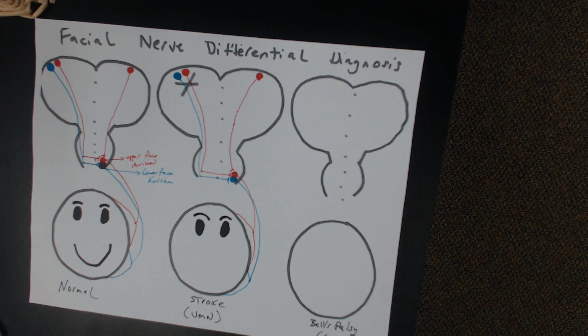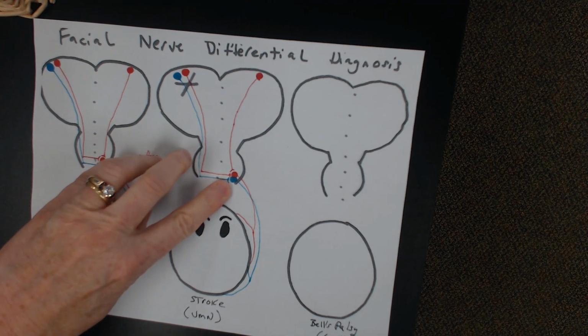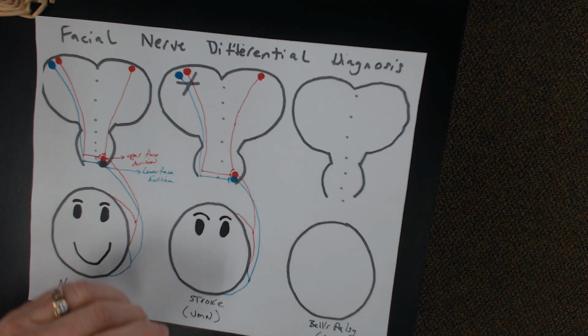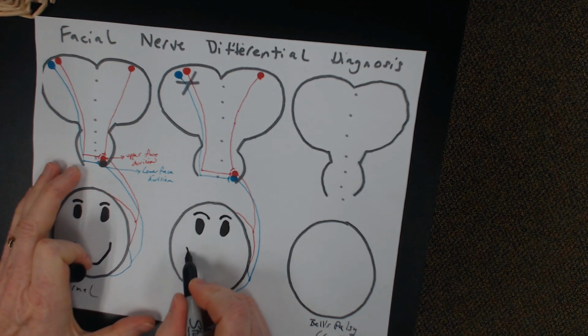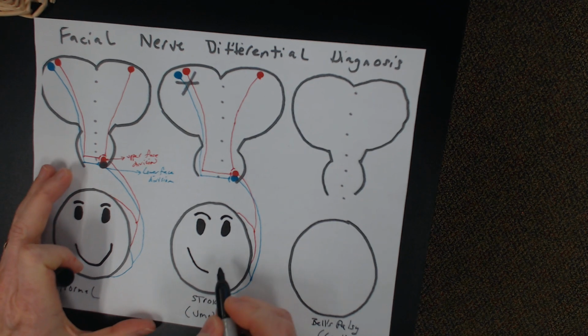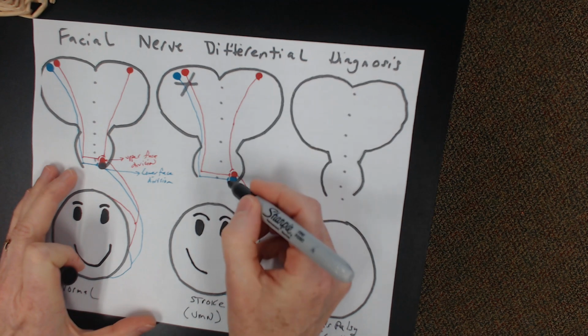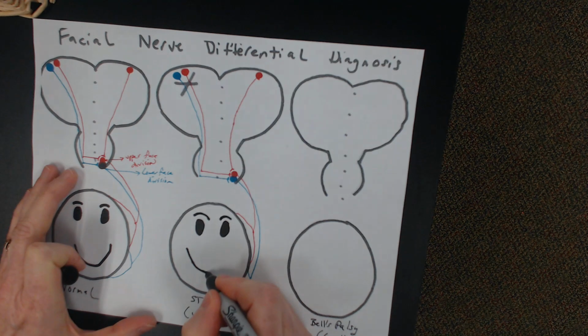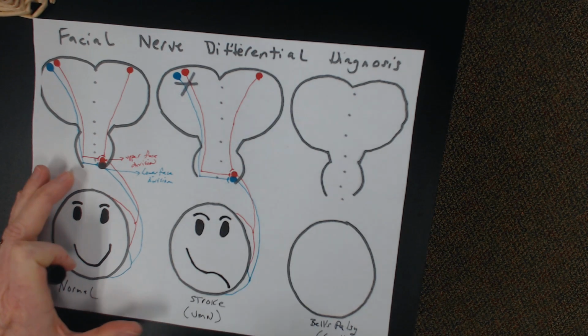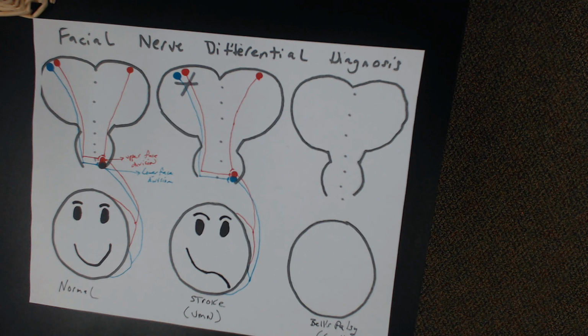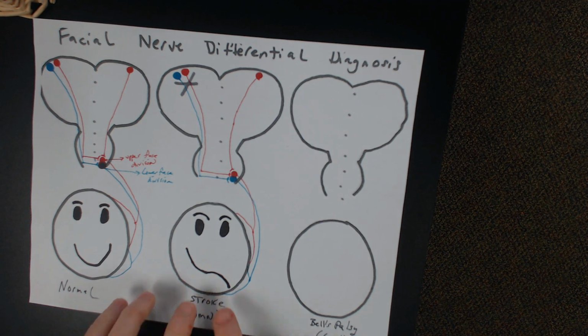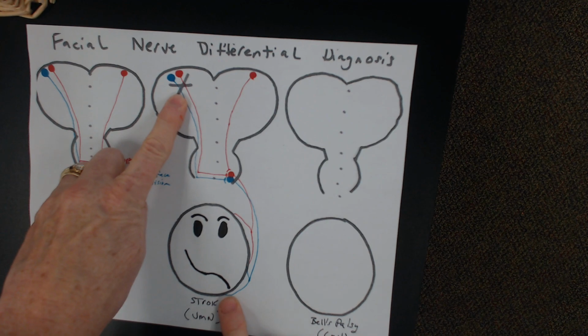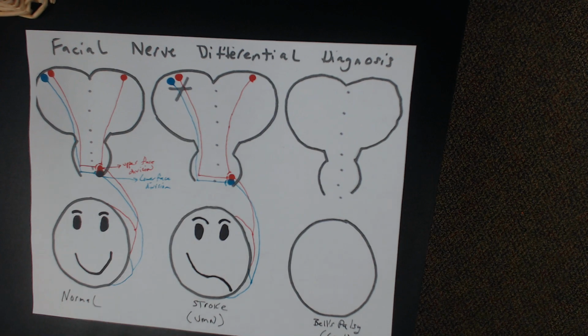Okay, now how about the lower face division? What happens is that the ipsilateral side is going to be normal looking, but you've lost this opposite side, and you're going to have a droopy smile. Okay, the reason why you've lost this side is because you've had a stroke contralaterally. There's only one lower face division upper motor neuron. Questions?